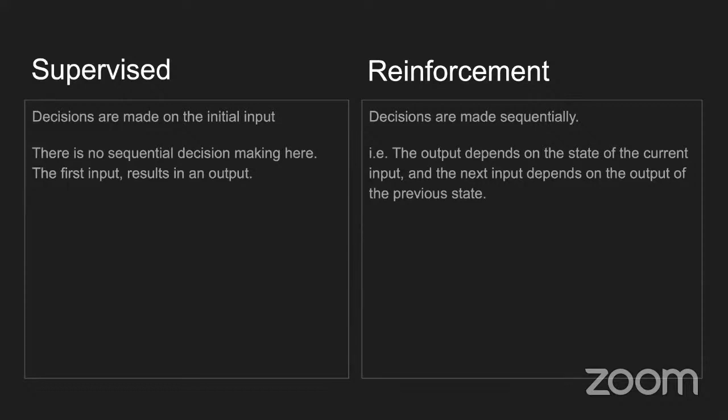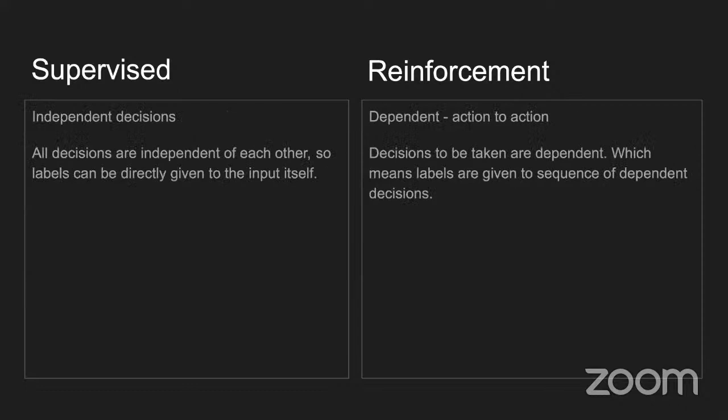But in supervised learning, it's just transactional, one at a time. There's no sequential decision-making. Whereas in reinforcement learning, it's sequential decision-making, which is the output depends on the state of the current input and the next input depends on the output of the previous state. So it's one after the other. Now, another difference between supervised and reinforcement is that supervised has independent decisions, which are completely independent, and reinforcement has dependent action to action. So one action influences the next. And in reinforcement, you can have positive plus negative action combinations that influence your next actions.